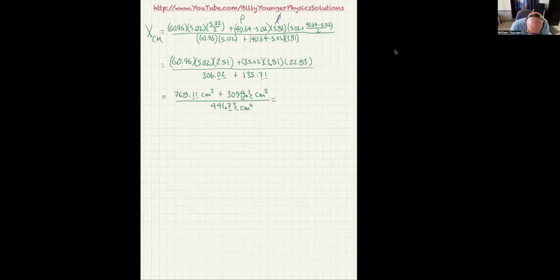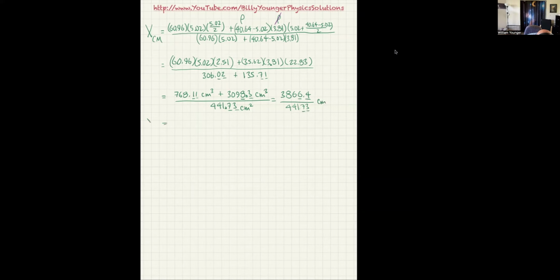So I'm finally able to take 768.11 plus 3098.3. That's only good to the tens place because of the 3098.3. So when I add these two, that gives me 3,866.4, but the 6 and the 4 are not significant figures. And that divided by 441.73. And this whole thing just comes out in centimeters.